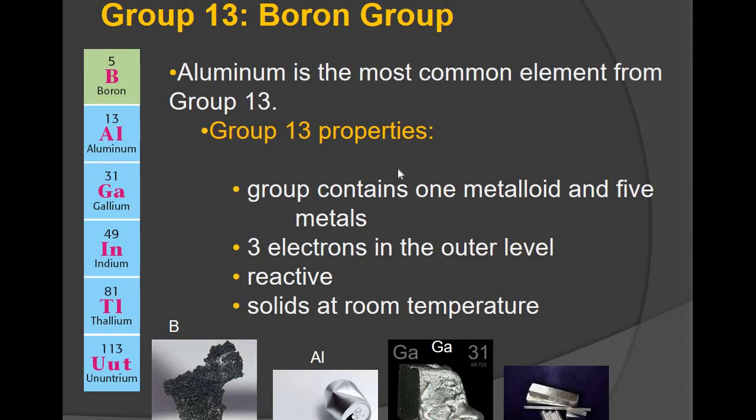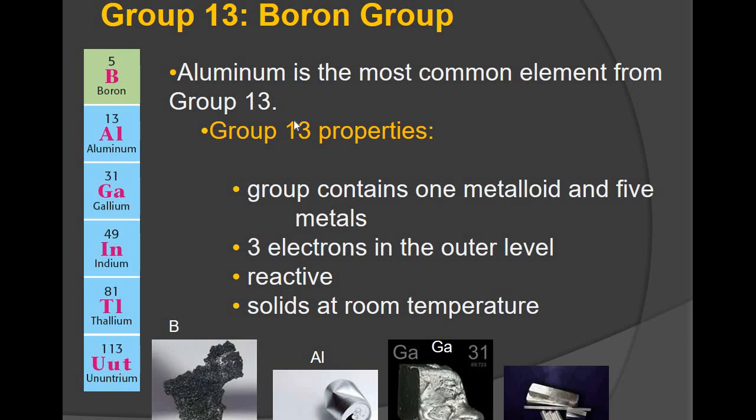All right, let's finish off with the boron group for this lesson. The boron group, aluminum is the most common element from group 13, so halfway there. We're halfway on the periodic table. Now we still have some metals in here in group 13. One very common one, aluminum. We have gallium, which is a really neat metal in itself. It melts in your hand. Indium, thallium, and then one of the man-made elements.